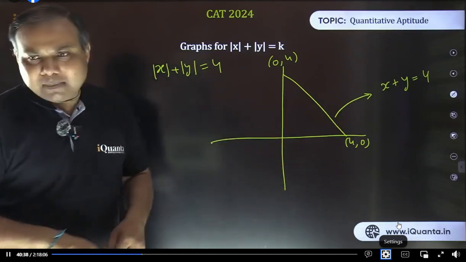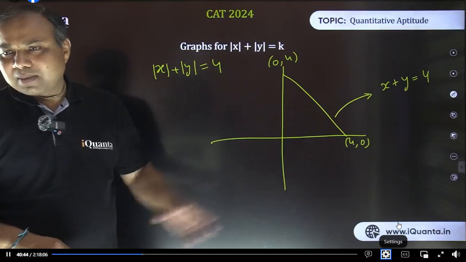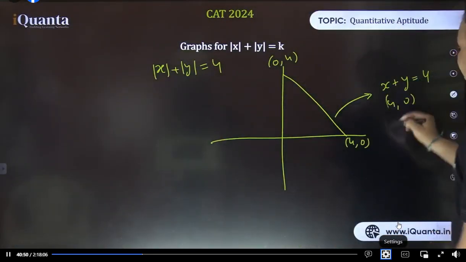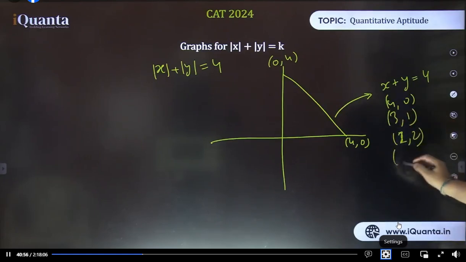And what are those points? Please tell me, what are their coordinates? That's quite easily visible, I guess. When you take x equals 4, then y was 0, which we already pointed out here. Next would be x 3 and y 1, then x 2 and y 2, then x 1, y 3, and x 0, then y 4. These are total 5 points.